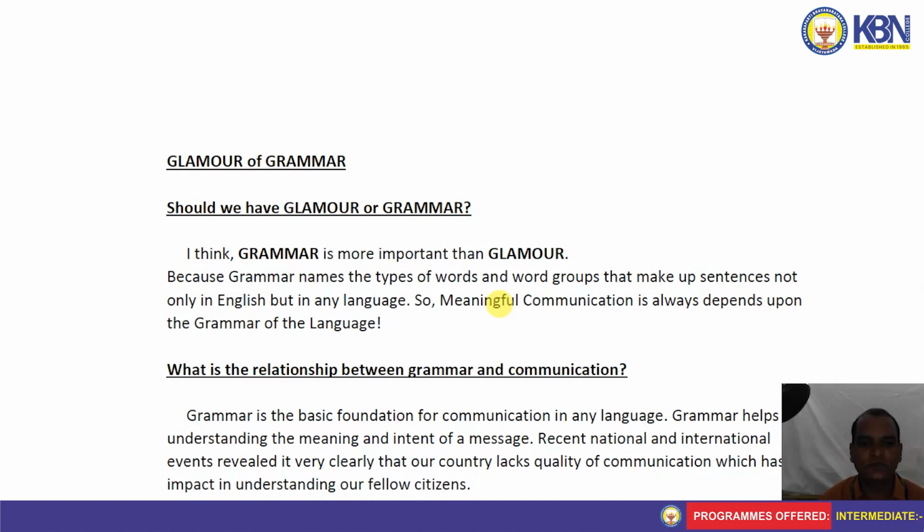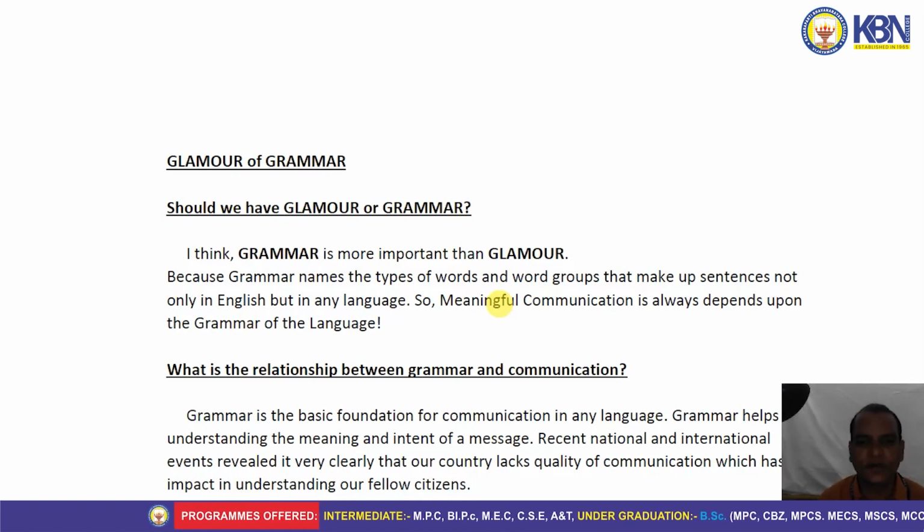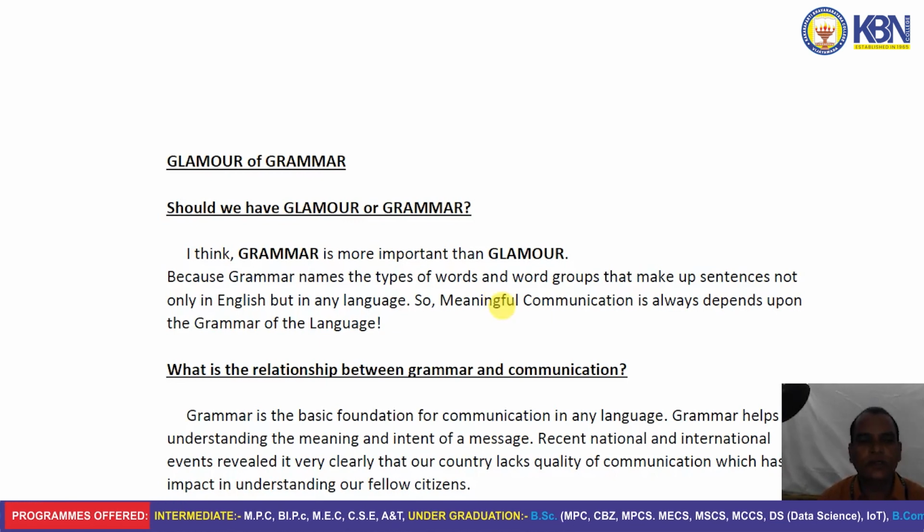First of all, I would like to introduce myself. My name is Tilak and I have been working as an English lecturer in K.B.N College, Vijayawada. So today I would like to analyze the importance of English grammar in English communication skills.